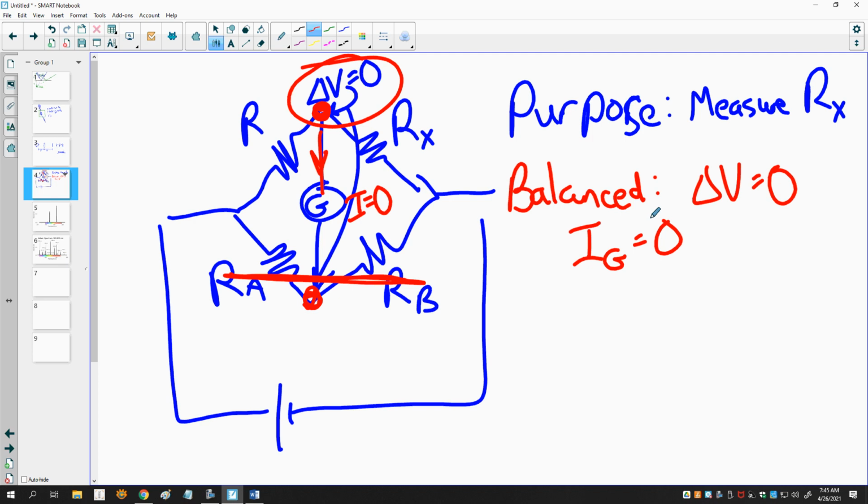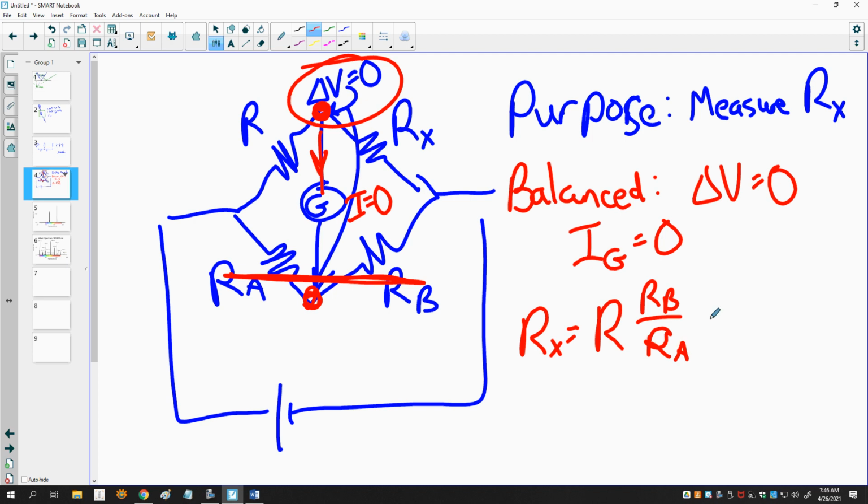Be able to calculate the unknown resistance. We will be given this equation, Rx equals RB over RA. We gave it in terms too of the length. Let me just make sure I get this right. How we gave it. Yeah.